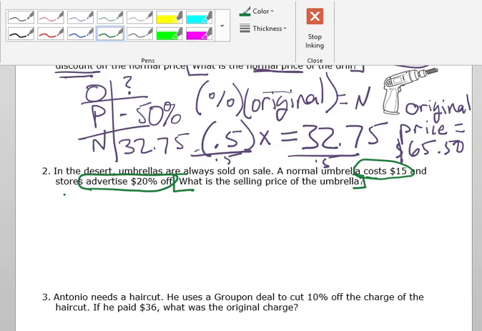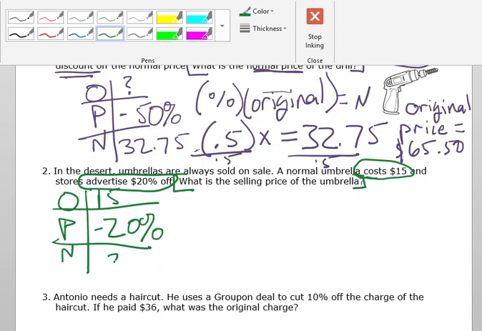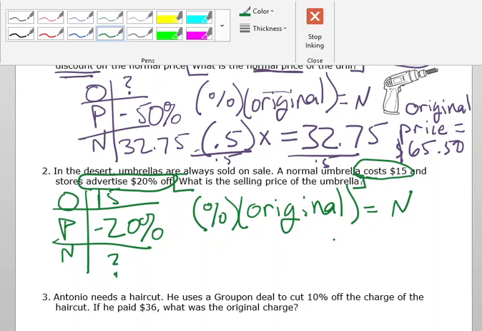This is a little bit of review. This is a case where we do have the original price. So I have that my original is $15. My percent is minus 20%, and then my new is my question mark. I can go back to the same equation, but just multiply. If I have 20% off of a product, that means I'm paying 80%. So I'm going to put 0.8 for 80% times 15, and that's going to give me my new price.